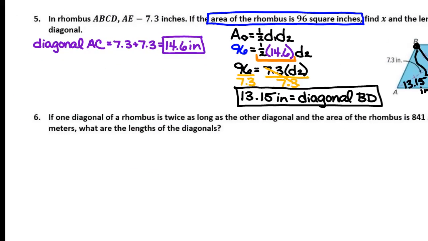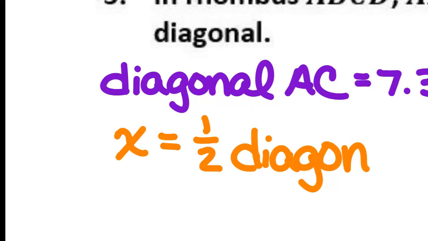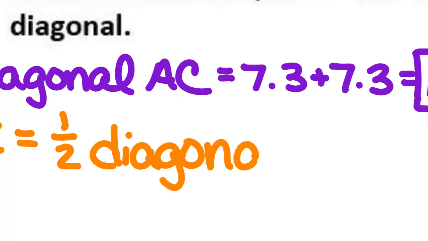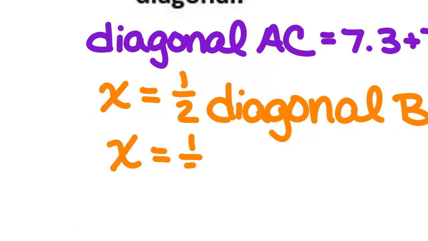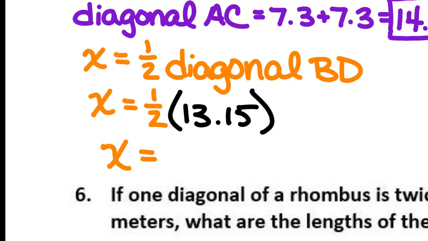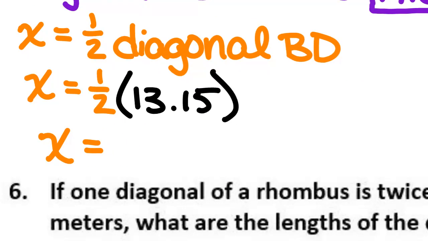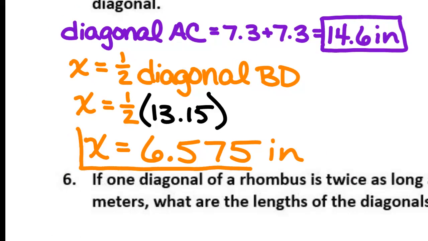Divide it by 2, yes. X is equal to half of diagonal BD, so x is equal to half of 13.15. What is half of 13.15? 6.575, and we would put inches with that. Nicely done.